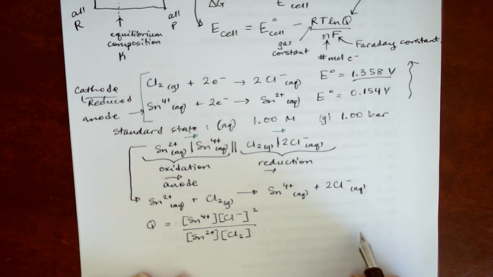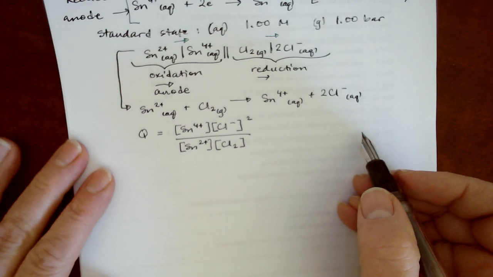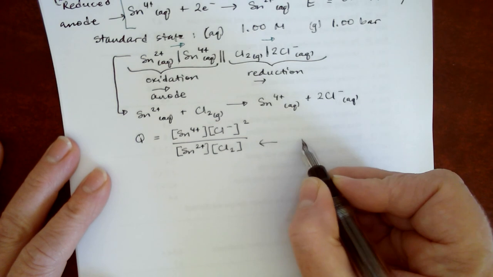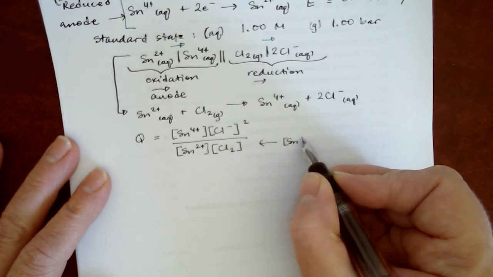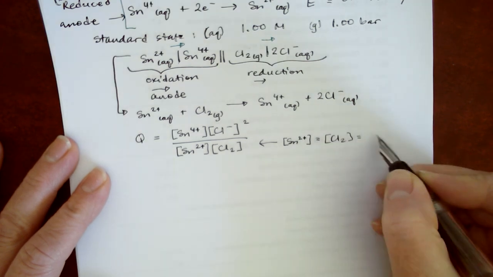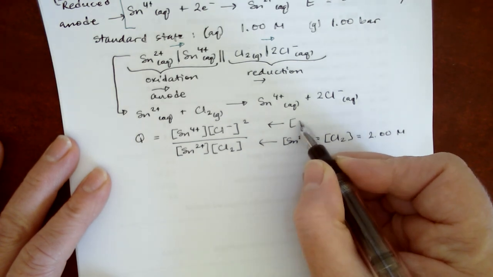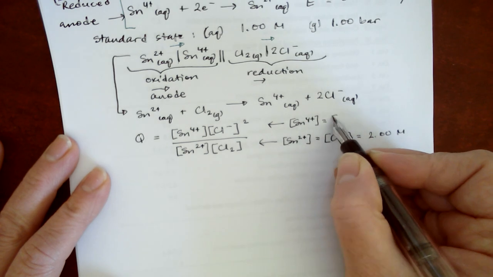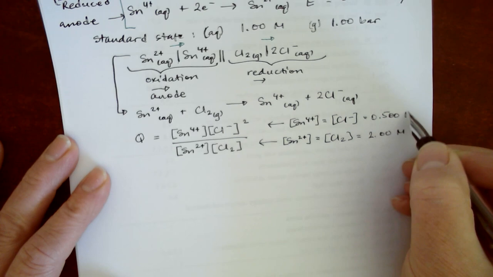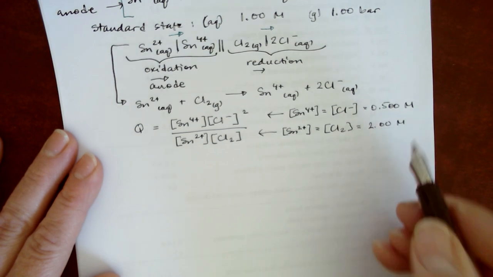So let's try some numbers that would be at a different concentration than standard state. So I just picked some. Let's say that both of our concentrations here for our reactants are at 2 molar, and that all of our products happen to be at 0.5 molar. And you can pick any numbers you want. And the next worksheet will have some practice problems where you're doing this too.